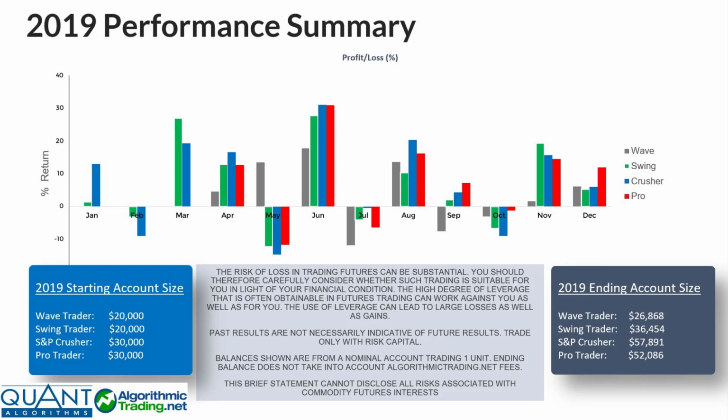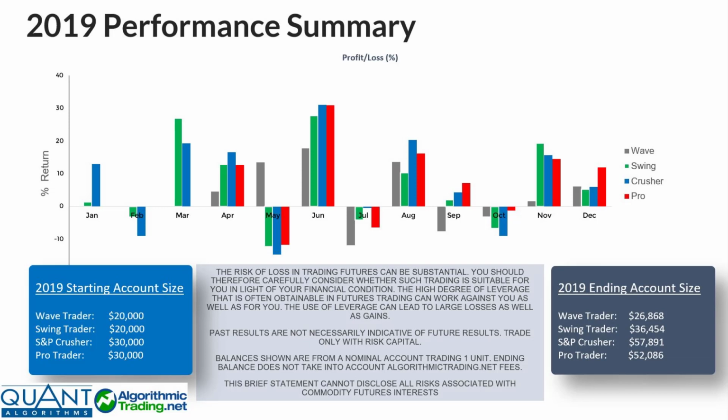Really what we tried to do with this slide is just show you, bottom line, how these algorithms did in 2019, assuming somebody traded 1 unit. So in other words, suppose somebody started at the beginning of the year with the swing trader trading $20,000. They could have expected to see these kind of returns each month as time went on throughout the year. And finally, the ending account size for 2019 is over here on the right.